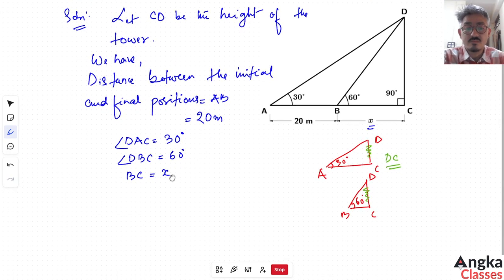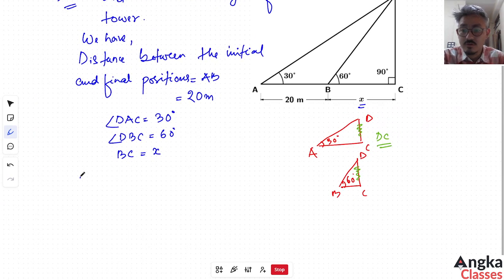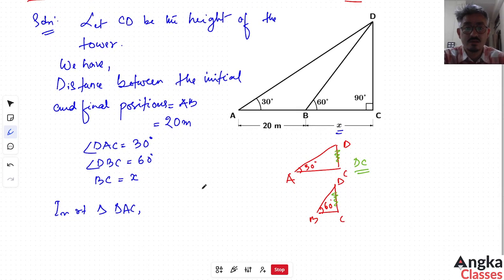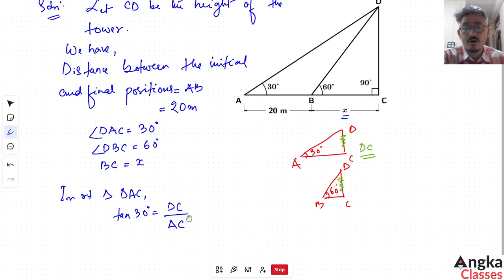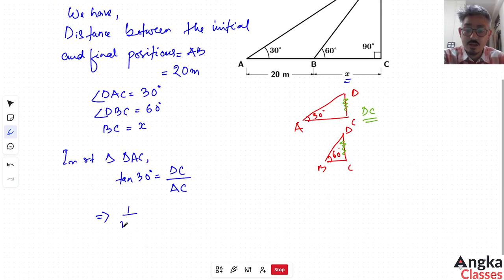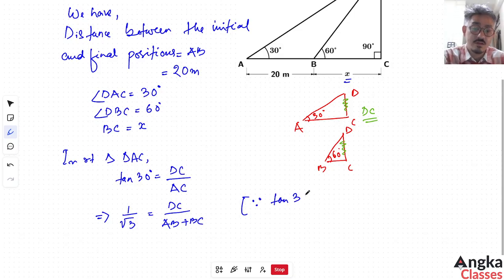So in right triangle DAC, tan 30 degrees is equal to perpendicular upon base, which is DC upon AC. Now tan 30 degrees is 1 by root 3, and AC is AB plus BC.